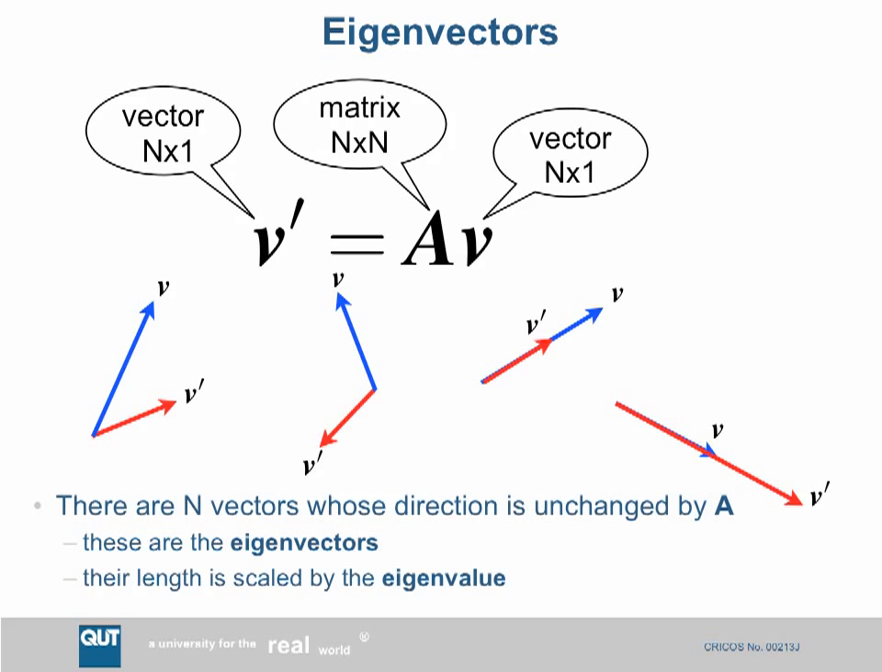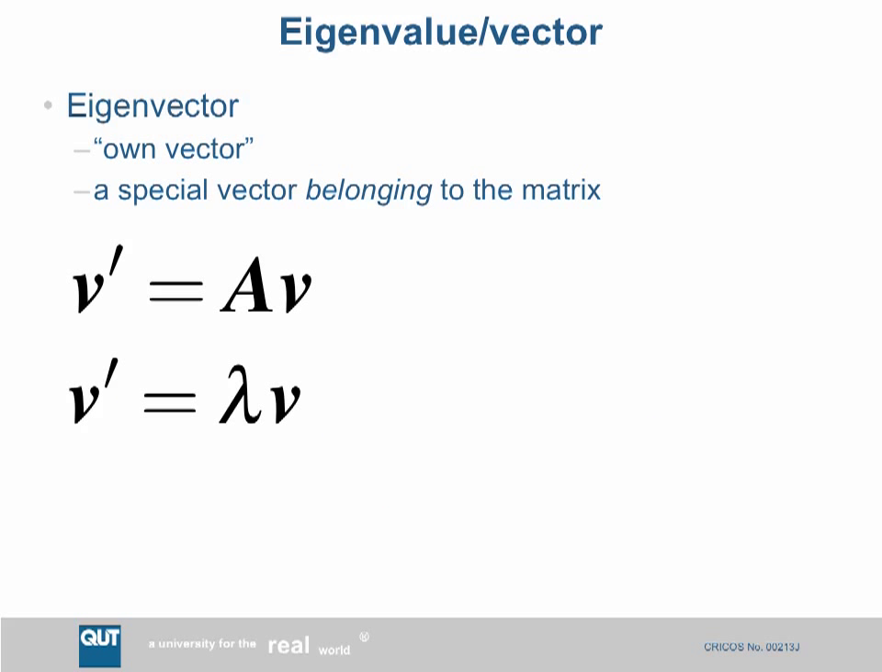Those vectors are called the eigenvectors. And the length by which they're scaled is the eigenvalue. Eigen is German, and it means something like own vector. It's a special vector that belongs to the matrix. And so these two things are true. The matrix A transforms a vector V into another vector V prime. But in this special case, the vector is parallel, so it's multiplied by a scalar, lambda. So two vectors, and lambda is a scalar.